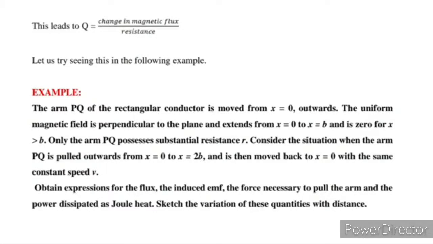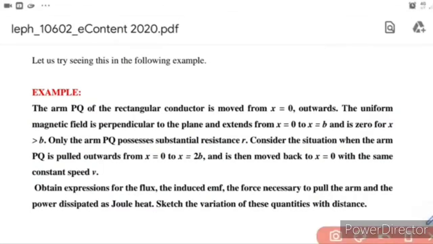Now we will discuss one problem, and this problem is example 6-8 from the textbook, and it is a lengthy problem. Okay, we will discuss it. The arm PQ of a rectangular conductor is moved from x equal to 0 outwards.